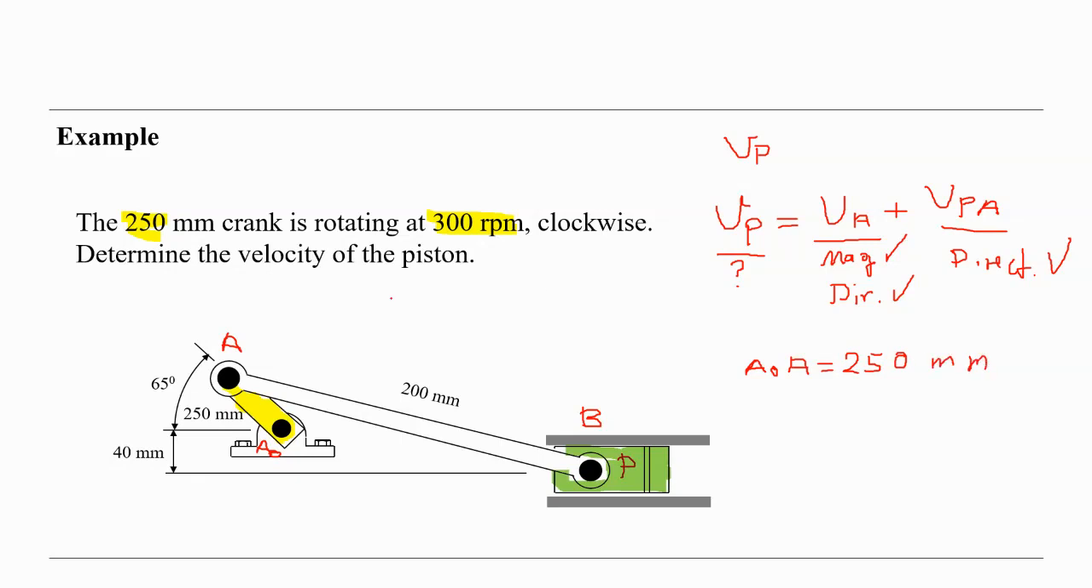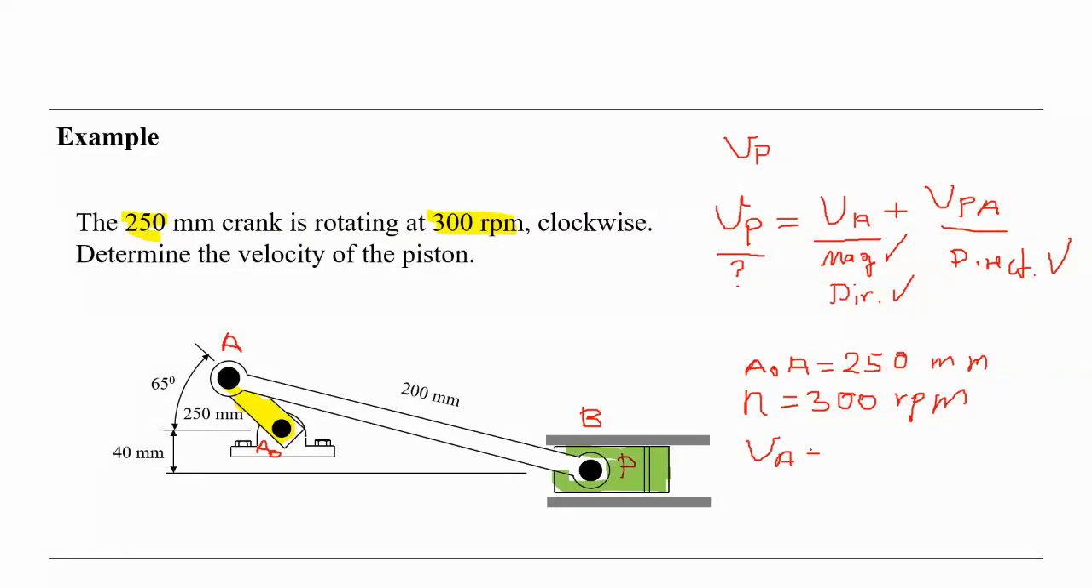And the rotation is also given. N is given. N is equal to 300 RPM. Okay, it is also given. So then we have to calculate the VA.